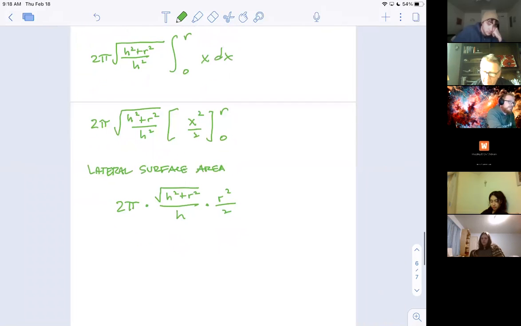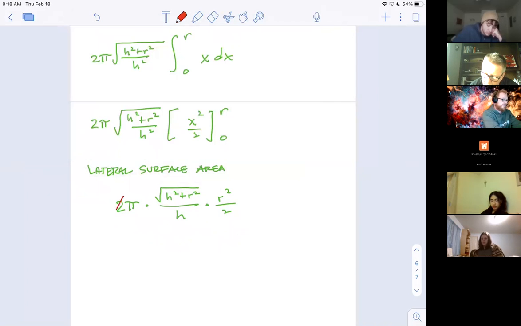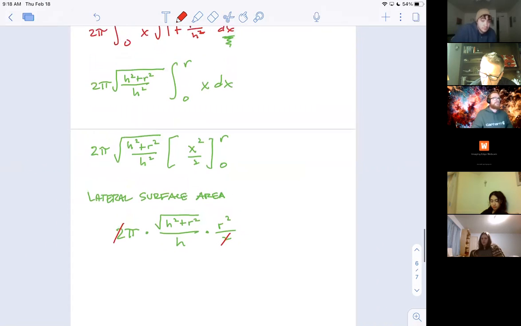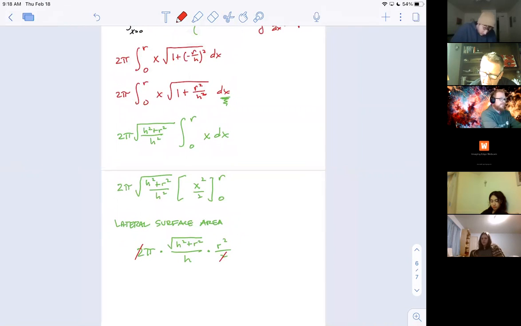But let's go ahead and simplify it a little bit more. Do you agree? Because the divide by h. What's wrong with divide by h? I can't remember, but is that in the surface area equation? Yeah, we'll go back and look at it in just one second.